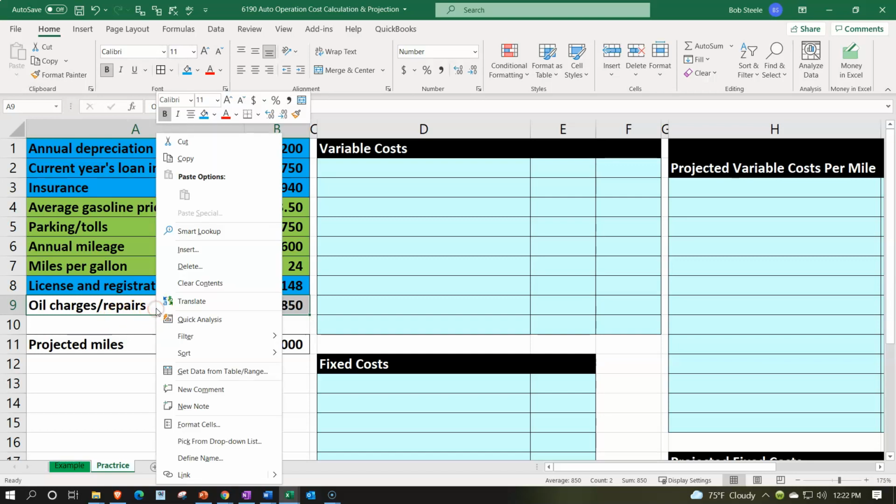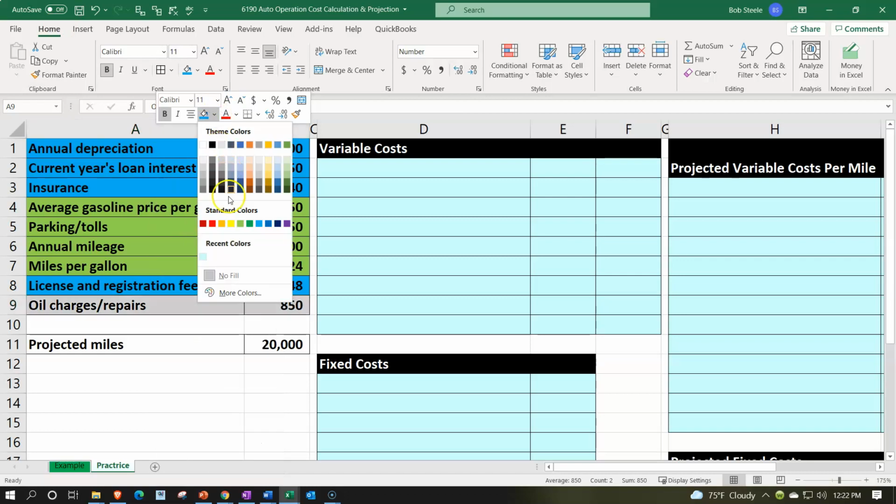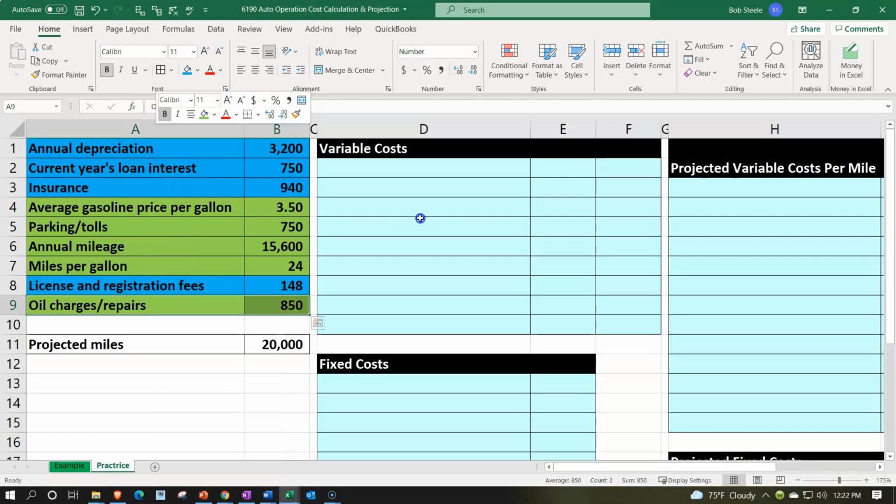And you would think the repairs would as well, although the repairs can be a little bit more difficult to approximate what they will be. Now let's calculate the actual costs. And so we'll try to break this out into our variable and fixed.